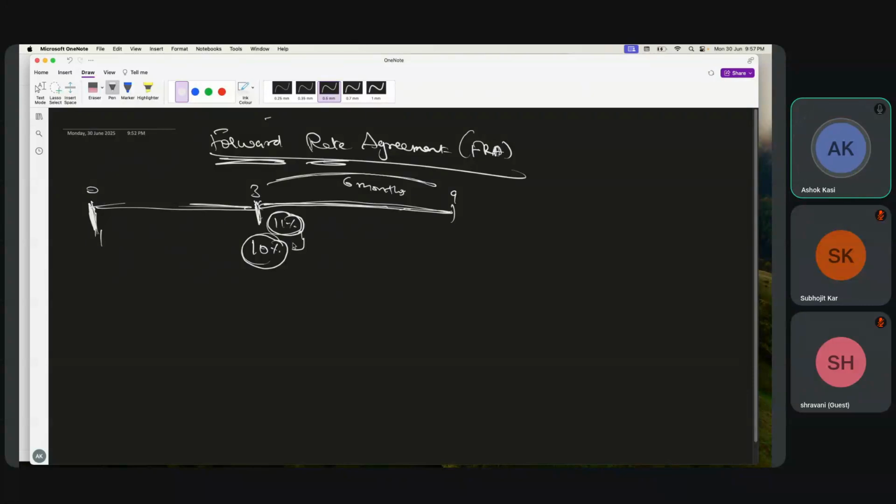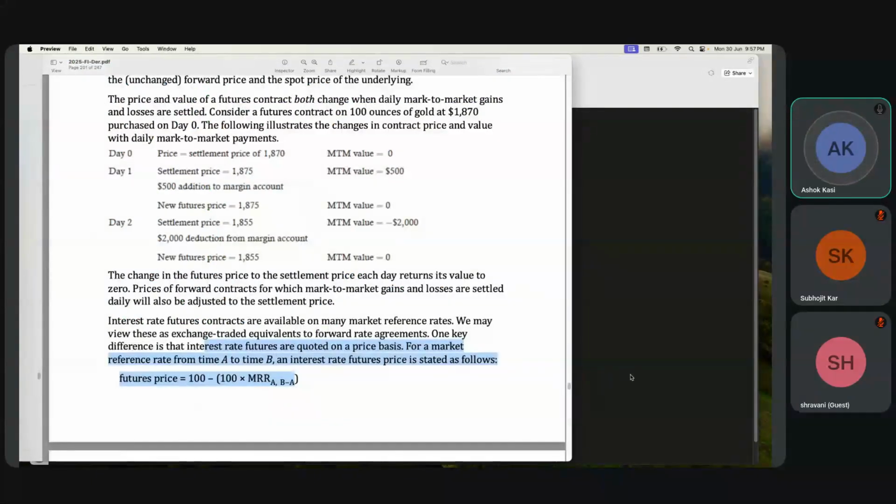Now the same prediction, when it comes to an exchange traded contract, there it is called the future price. So what is future price? Future price is equal to 100 minus 100 into market reference rate of A comma B minus A.